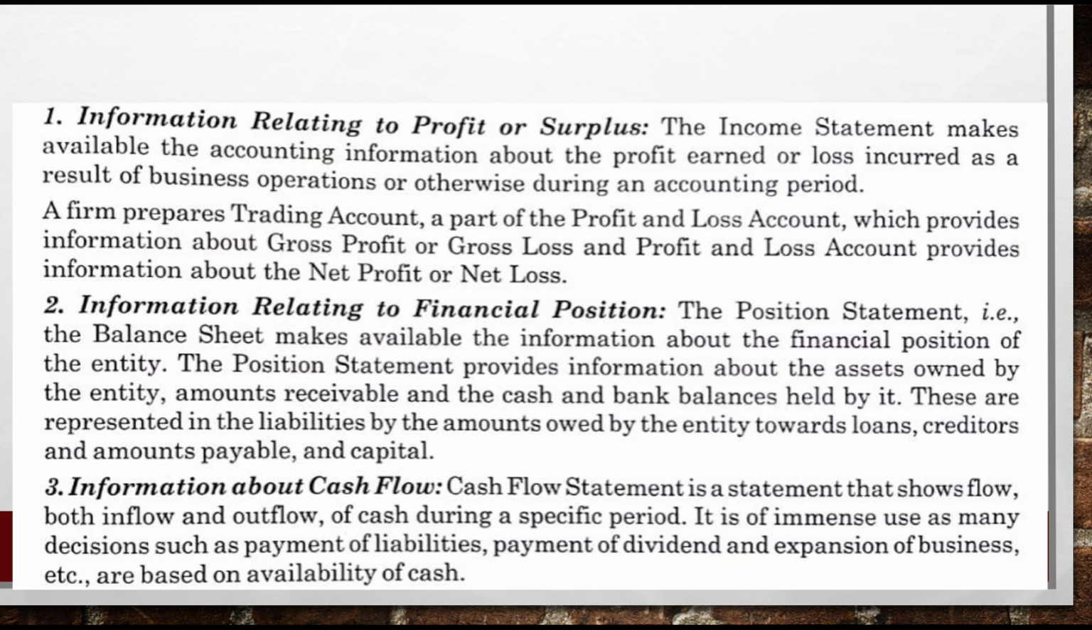The first one is the information relating to profit or surplus. Definitely, the income statement makes available the accounting information about the profits earned or loss incurred as the result of business operations or otherwise during an accounting period.